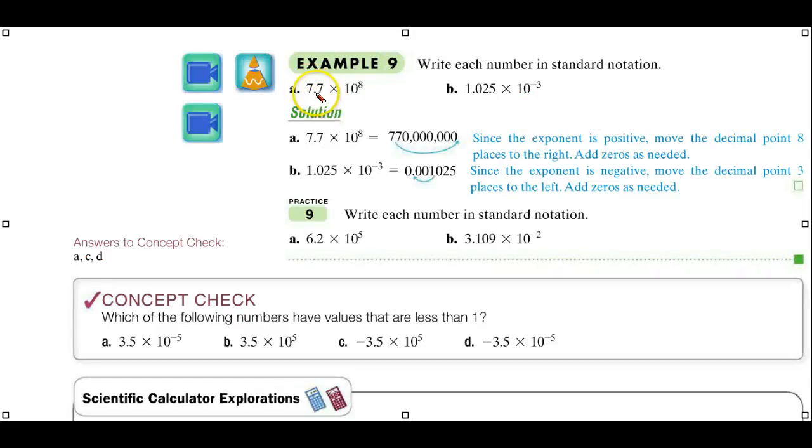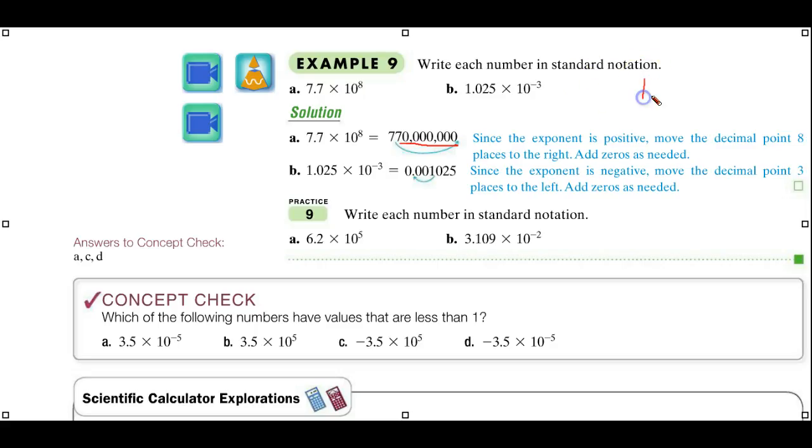Now here is 7.7 times 10 to the 8th. And you want to put this in standard notation. Well, you look at the exponent. It's a positive 8. So you start at the decimal point of your scientific notation, a number between 1 and 10, and you're going to have to move that decimal place how many places? Well, you're going to move it 8. Now remember, there's 1 there, so you're going to have to add 7 zeros so that eventually you move it over 8 places, and that is your answer.